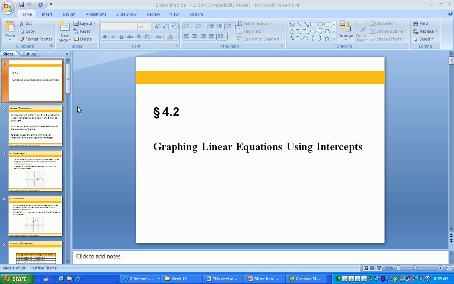Okay, now we're going to talk about section 4.2, graphing some of these lines that we talked about in 4.1. We're going to be using the intercepts. We're going to learn what intercepts are and how to use them.